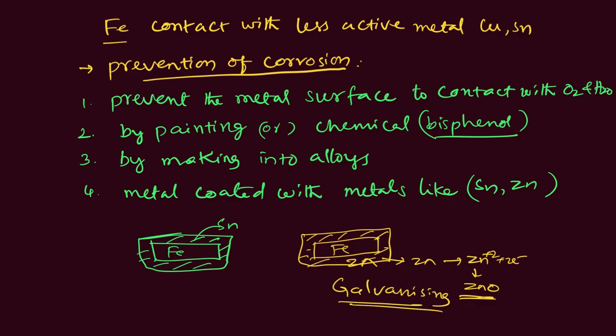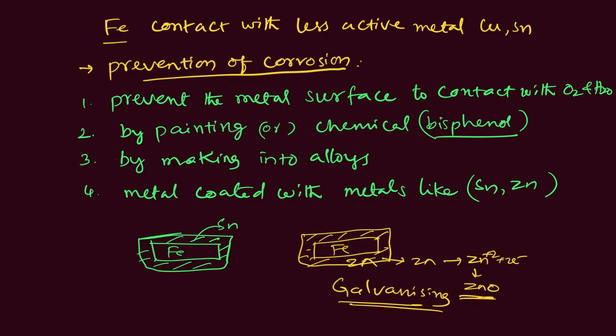So protection of the metal with zinc is called galvanization. Here zinc acts as a sacrificial metal, meaning it sacrifices itself for the other metal. That is called a sacrificial anode, and it protects the iron. So keep in mind, there are two types: we can protect with a less active or a more active element.